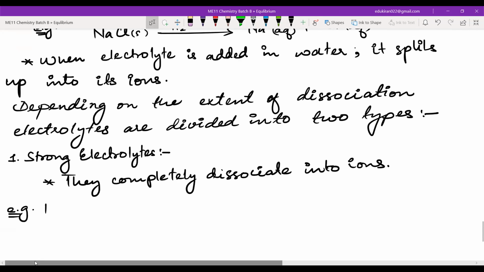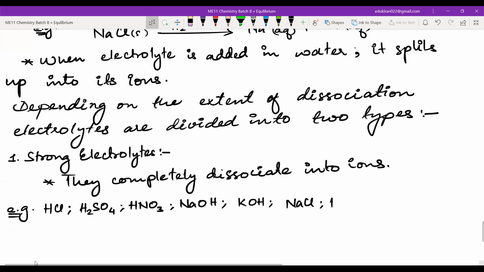They are strong electrolytes. For example, you have HCl, H2SO4, HNO3. For bases, you can write NaOH, KOH. For salts, you can write NaCl, KNO3, etc.